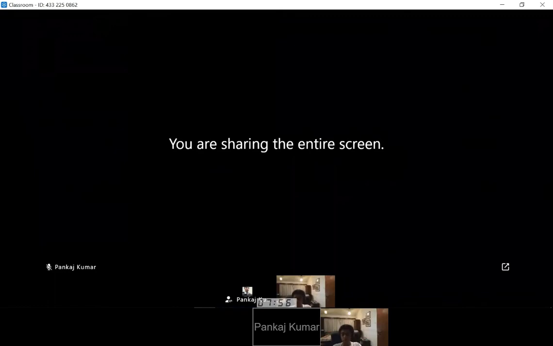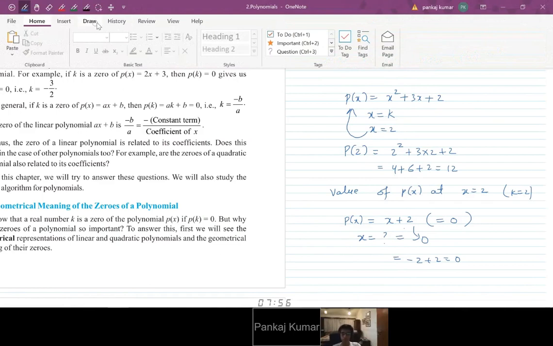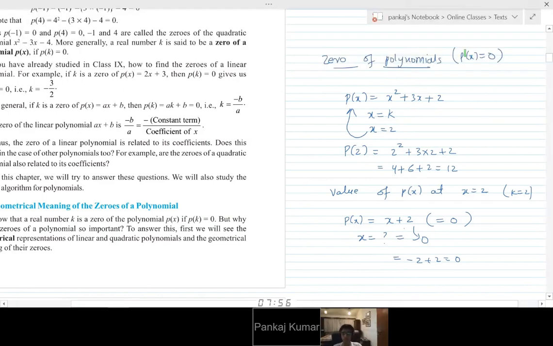Hope you don't get confused, and even if you do, just remember one thing for the zero of a polynomial: it is not x equals 0, it is p(x) equals 0. Just remember this. Remember p(x) equals 0, so you can avoid conflict here in case you are getting confused. Is it all right? Okay.